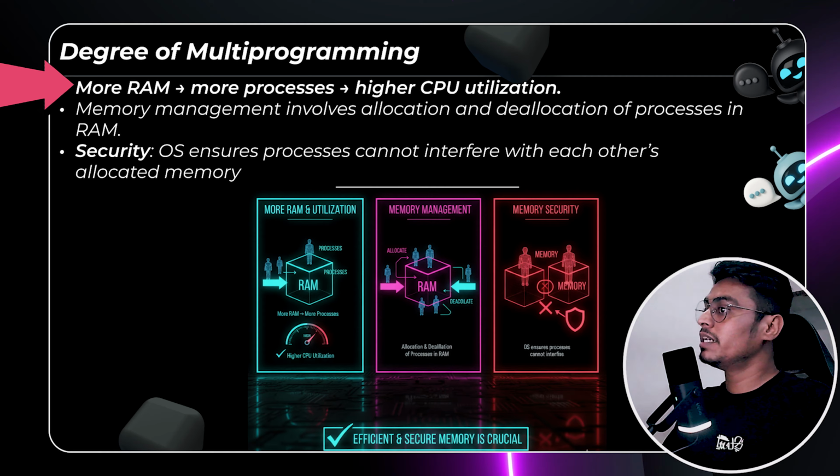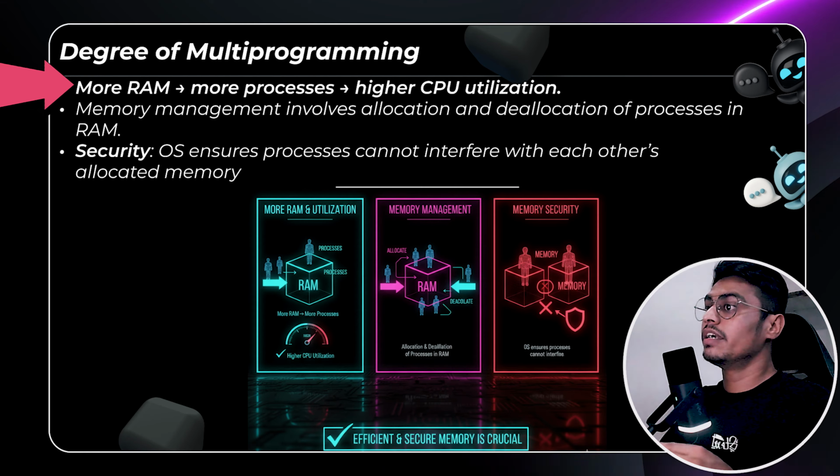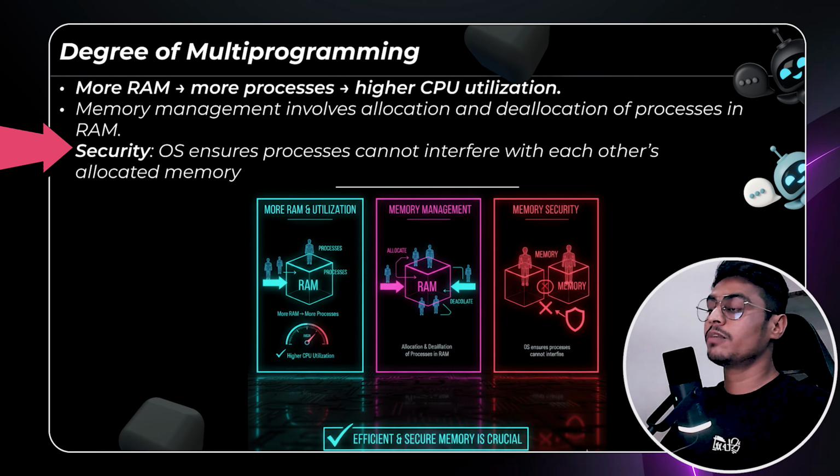Now memory management involves bringing maximum processes into RAM, which requires focusing on allocation and deallocation. When more processes enter RAM, more allocation happens, and when they exit, deallocation occurs. Security is also crucial because multiple processes might interfere with each other. The operating system ensures that each process uses only its allocated memory space.